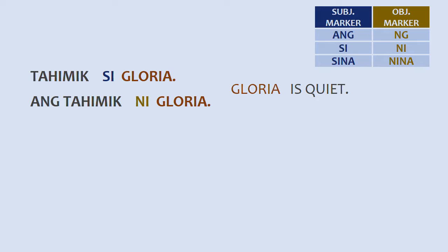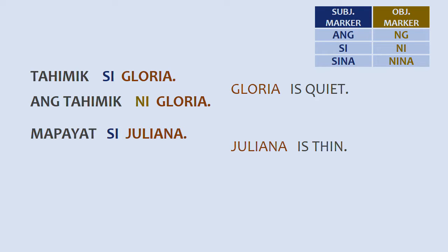Also, another thing to take note of is the adjective we used in this example. This time, the one we used does not begin with MA, so we used it the way it is. Isa pa, mapayat si Juliana. Juliana is thin. Ang payat ni Juliana.